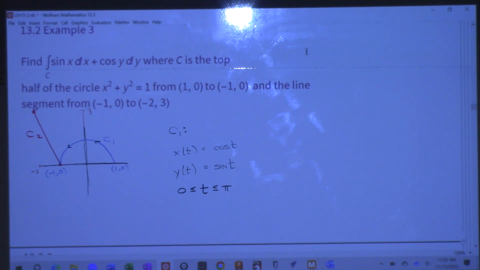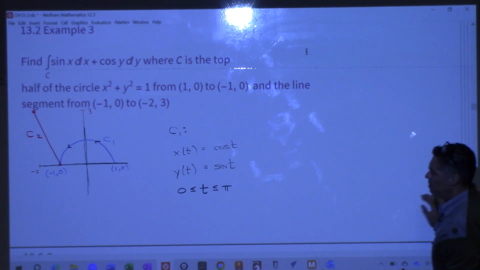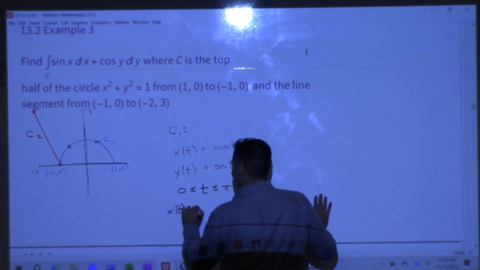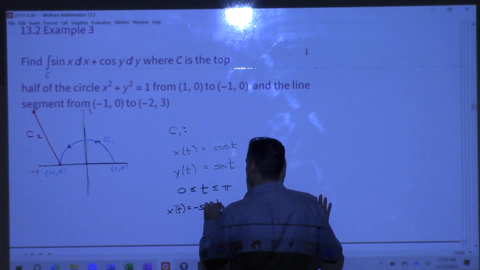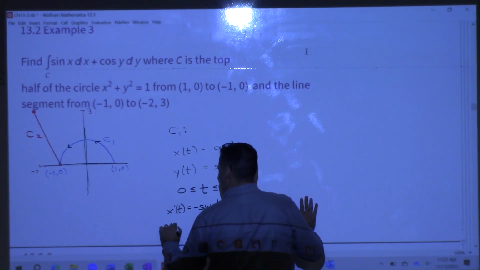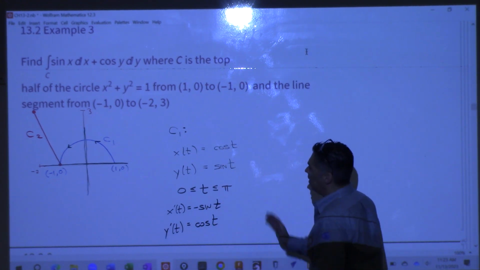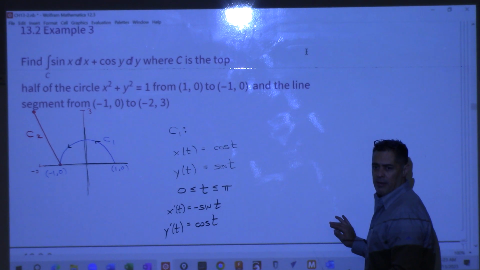So, what do you think? What do y'all want to do? Do you want the derivatives now because we'll need them later? So x prime of t is negative sine t, and y prime of t is cosine t. That's everything we should need for C1, right?